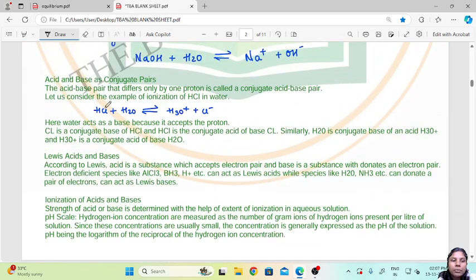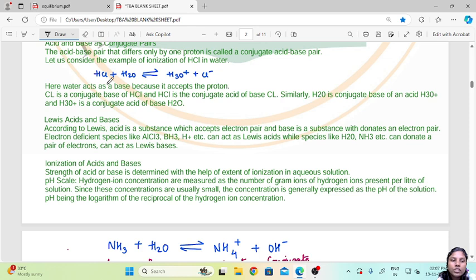Now, another new topic is acids, bases and their conjugate pairs. Now, what are these conjugate pairs? The acid base pair that differs only by one proton is called a conjugate acid base pair. Now here, if we look at the HCl example, what is happening? Only one proton is getting lost, not 2 or 3 protons. So in a pair wherein the give and take is just of one proton, such pairs are called conjugate acid base pairs.